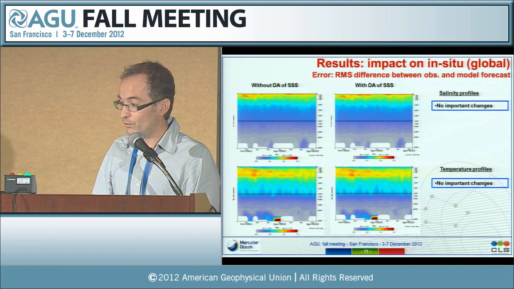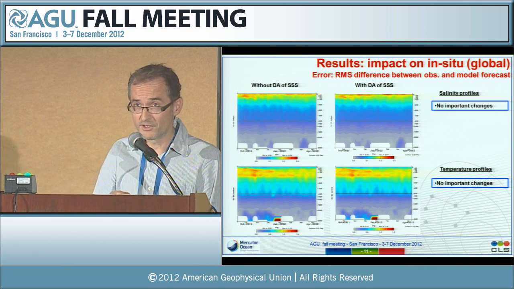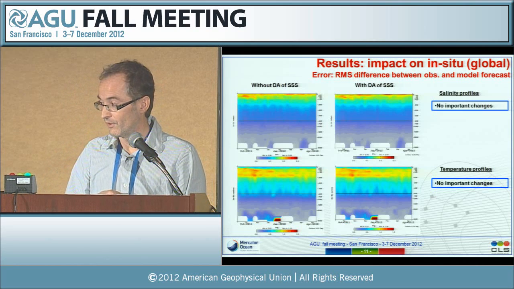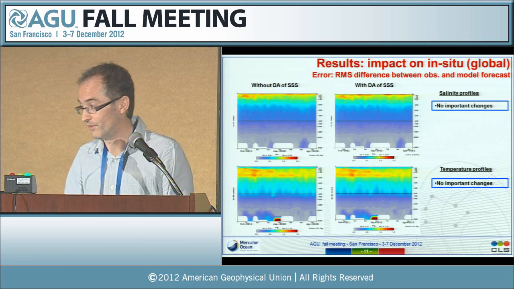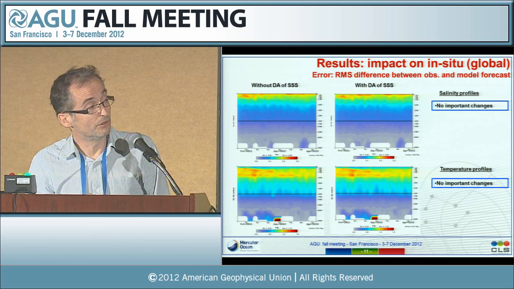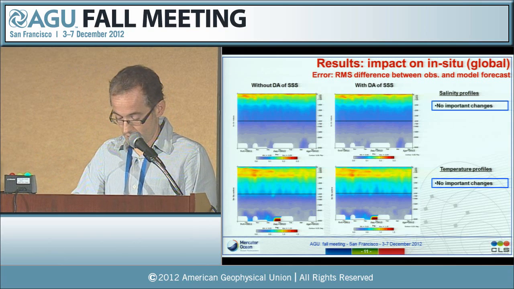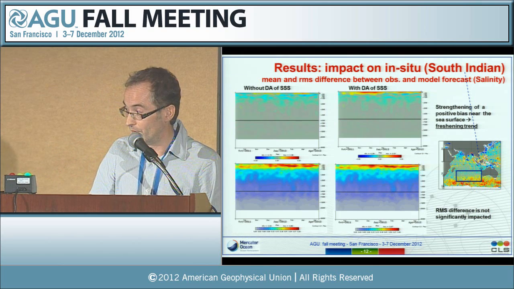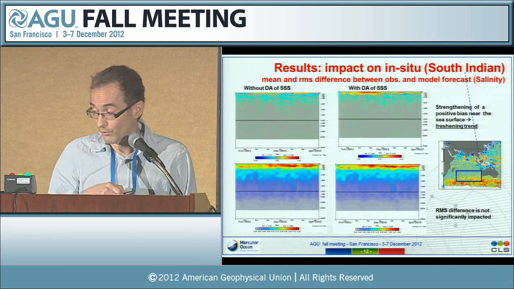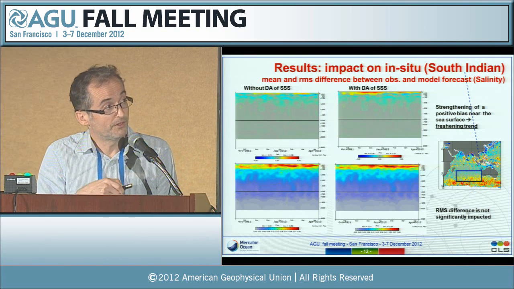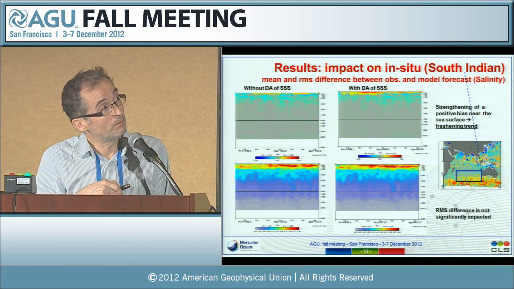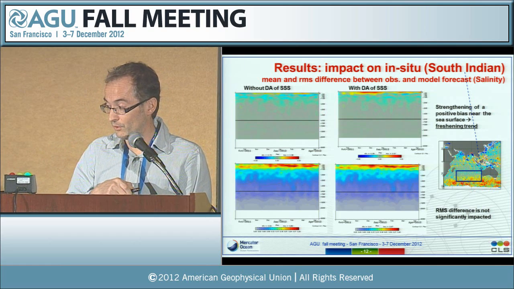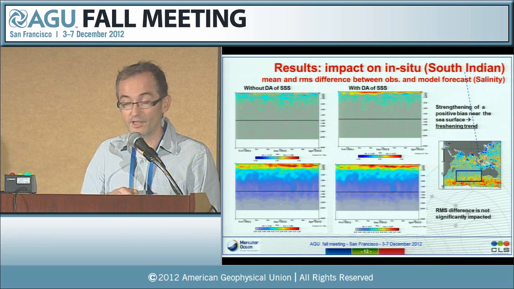If you look at the error, the RMS difference of the observation and the forecast, you see that there is no important change on the salinity profile and no important change on the temperature profile. If you look at a particular region, in the South Indian region, you see that the strengthening of a positive bias we see in the global plot is in this region, okay, and the RMS difference is not significantly impacted.